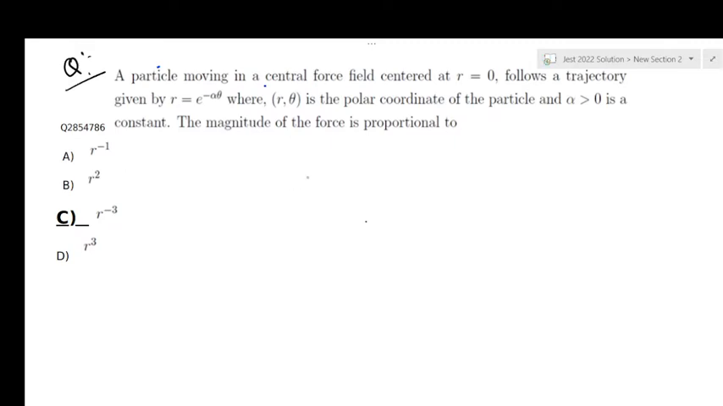A particle moving in a central force field centered at r equal to 0 follows a trajectory given as this, in r theta, that is the polar coordinate of the particle, and alpha is greater than 0, a constant. The magnitude of the force is proportional to how much? As the trajectory is given, r equal to e power minus alpha theta.